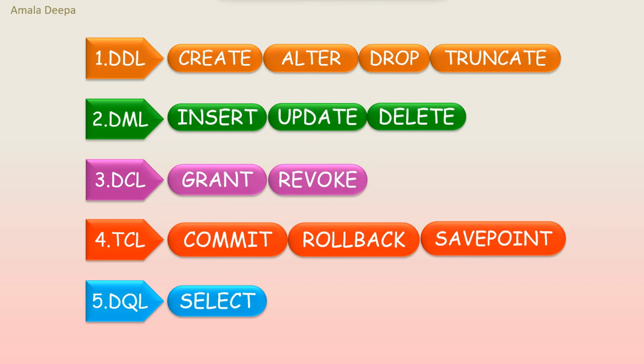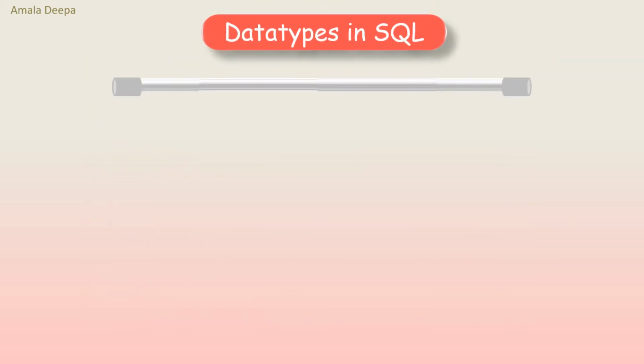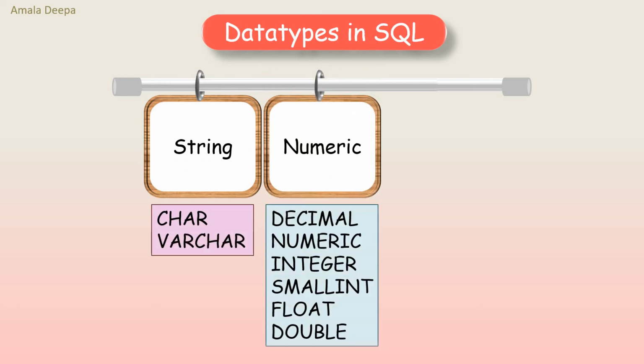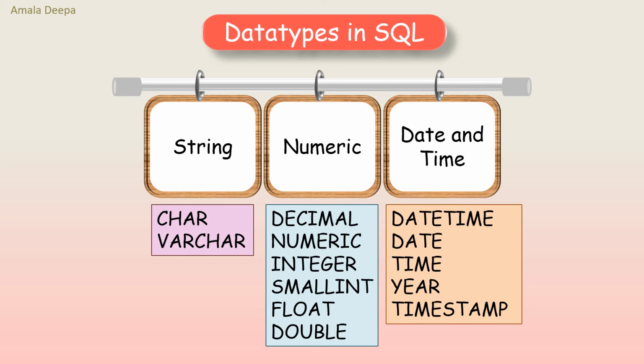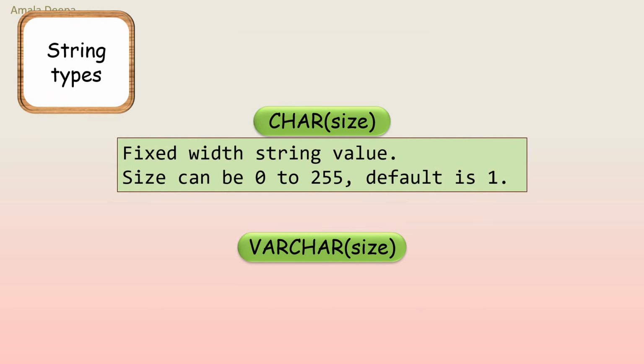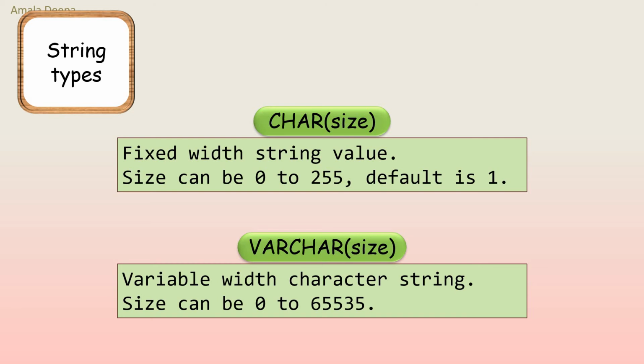The next topic is data types in SQL. Data types in SQL are classified into three categories: string, numeric, date and time. String types: char, fixed width string value, size can be 0 to 255, default value of size is 1. Varchar, variable width character string, size can be 0 to 65,535.